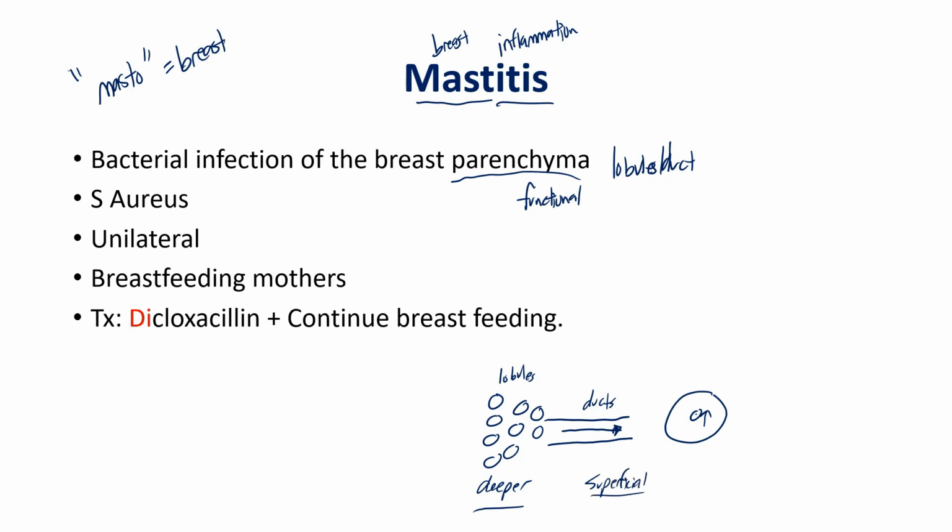So now that you know that, there are going to be a lot of various inflammatory conditions that affect the ducts alone, the lobules alone, or both, or maybe just something more superficial than the ducts and lobules, on more of the surface. So we're going to see different things. In this particular example, this is just a generalized bacterial infection of the breast parenchyma. So it can be the lobules, the ducts, any part of it. And what actually causes this? Well, typically you're going to see this in breastfeeding mothers.